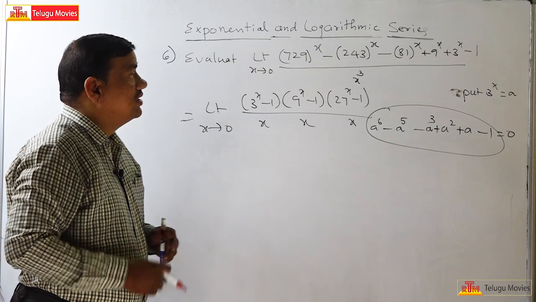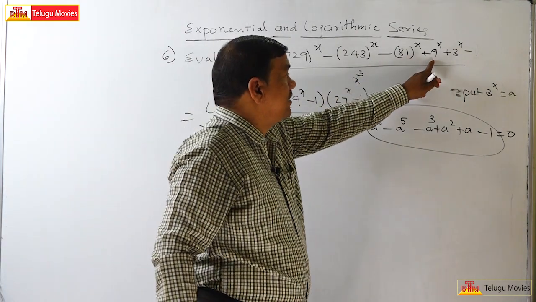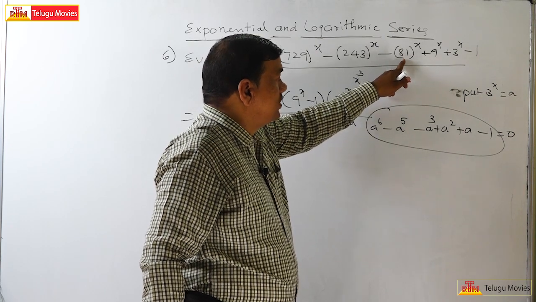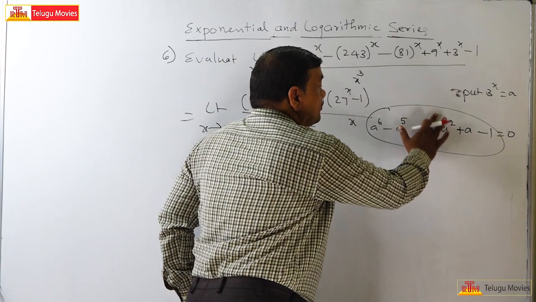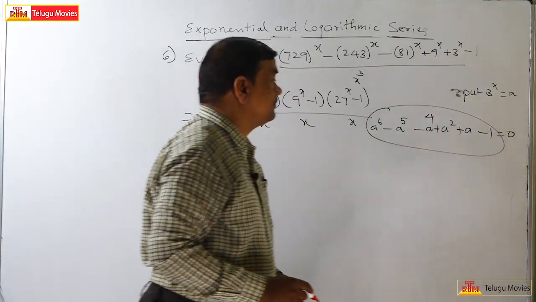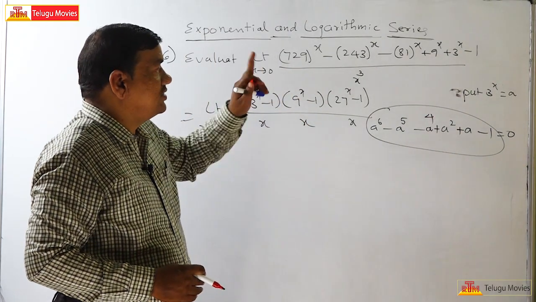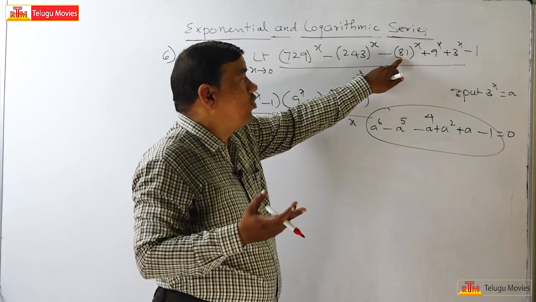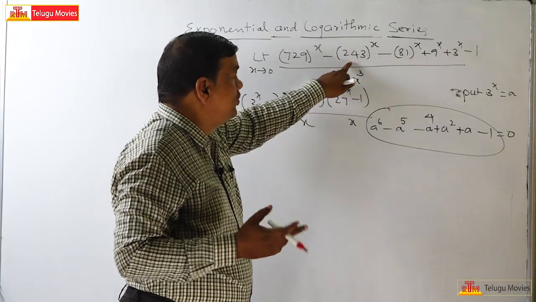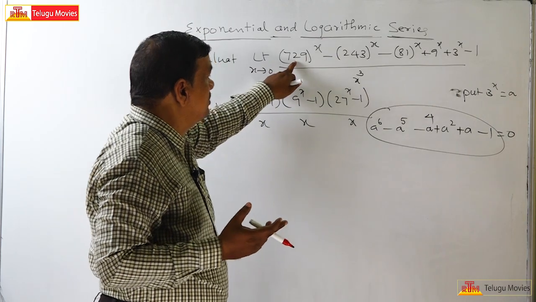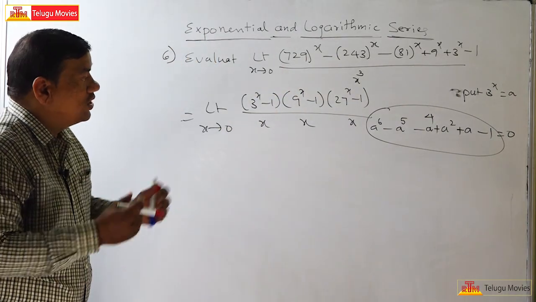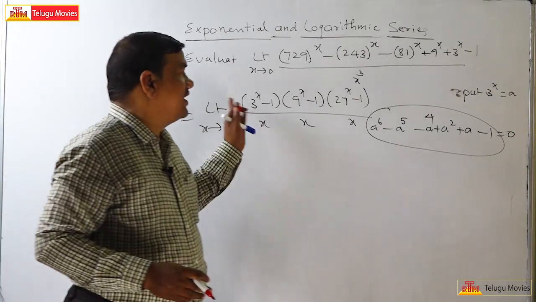Here this is a power 6. Here 3 power 4, this is a square, 3 to the power of 4, 3 to the power of 5, and 3 to the power of 6, which is 729. So now we have to factorize that and we will get this value.